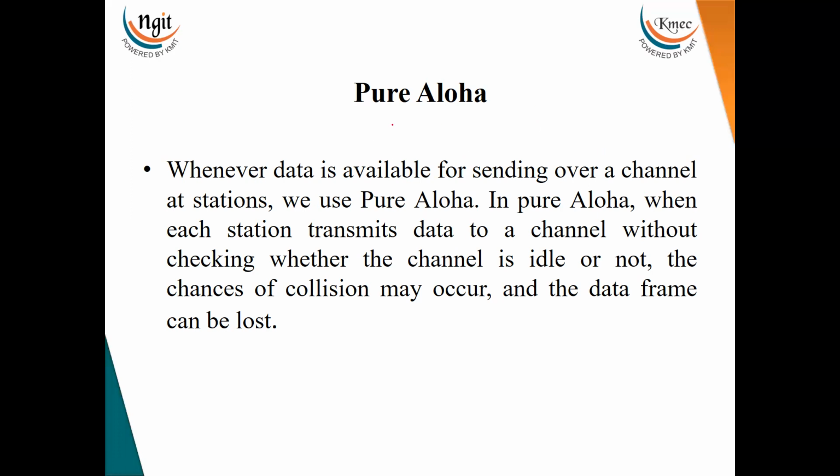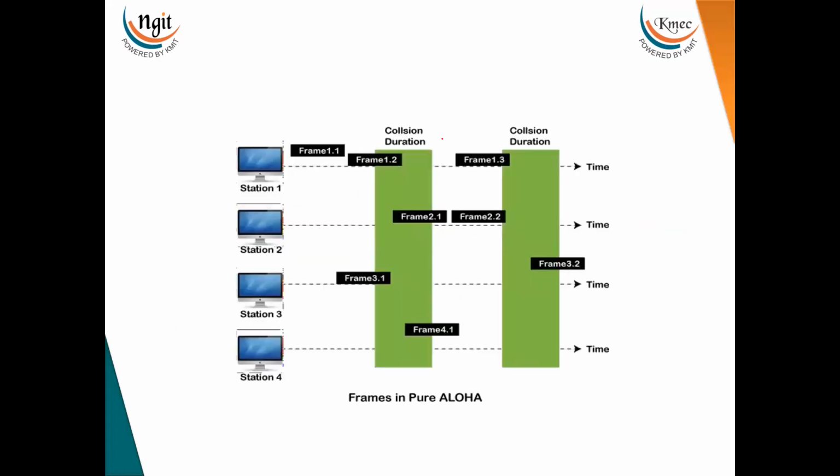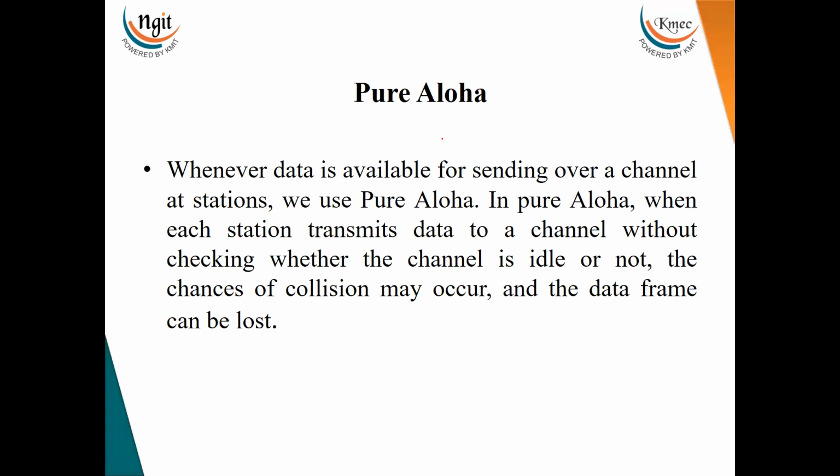What is meant by this pure Aloha means whenever the data is available for sending over a channel at all stations, then only we use this pure Aloha. And in this pure Aloha, each station transmits the data to a channel without checking whether the channel is idle or not. Here it will not check anything, so the collision also may occur. It will not check whether it is empty or not. Here it is going to send one after the other, so there is a lot of chance for the collision of frames.